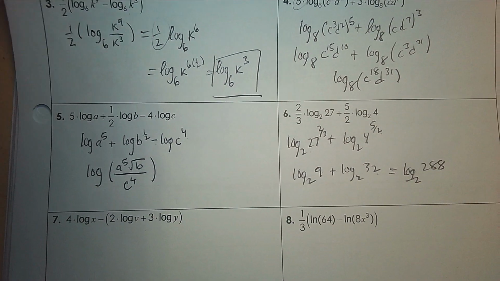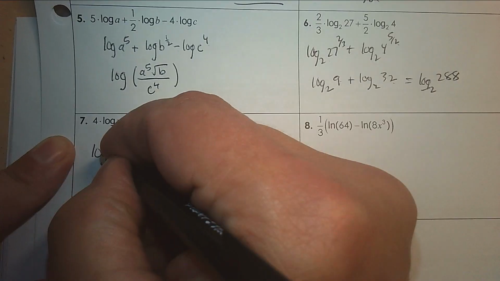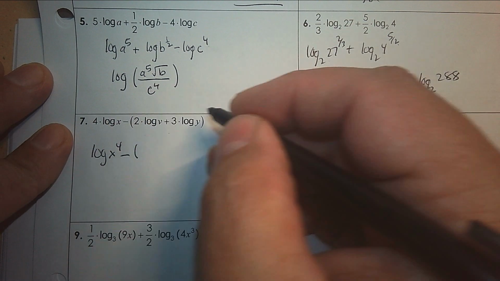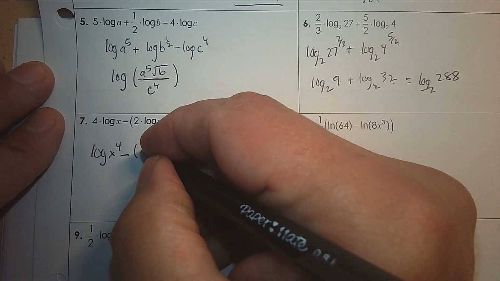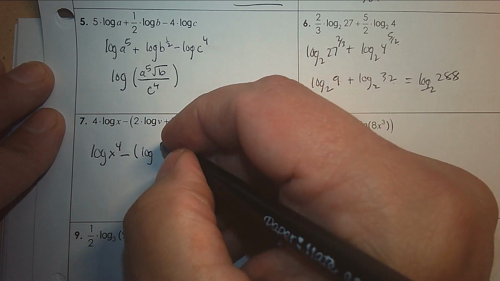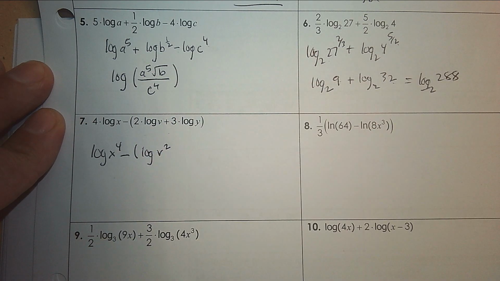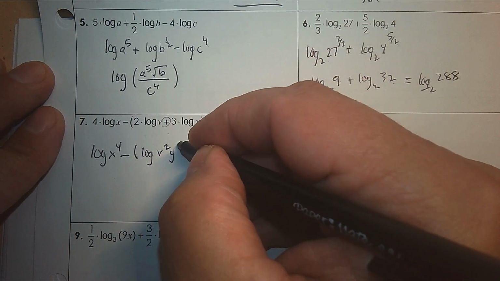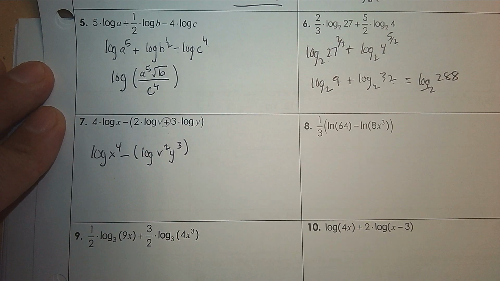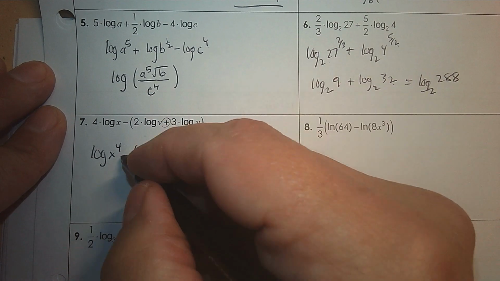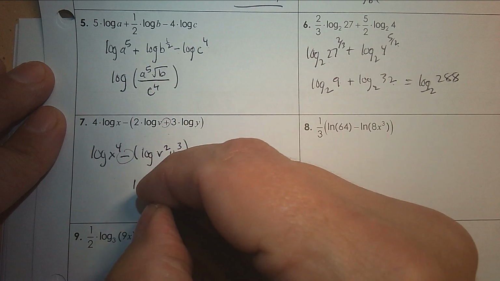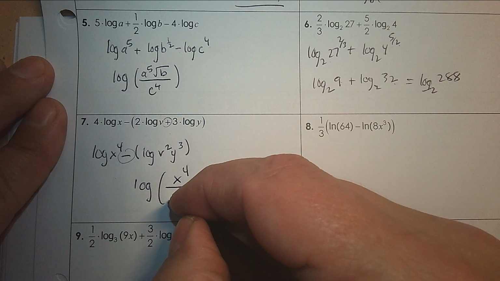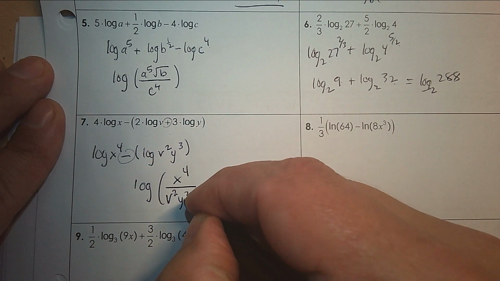Number 7. So the 4 is the exponent inside the parentheses. I'm going to write that as 1 logarithm. So to write it as 1 logarithm, the 2 is the exponent. And for 3, that's the exponent of y. Adding means you're going to multiply it. So I'm just going to do that all in one step. V squared and y cubed. And then when you're subtracting, and the base is the same, we have a fraction. In the numerator is x to the 4th, and then in the denominator is v squared y cubed.